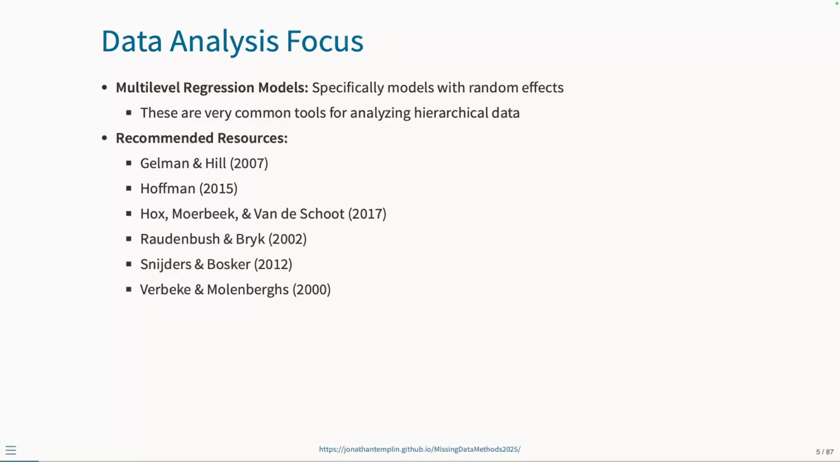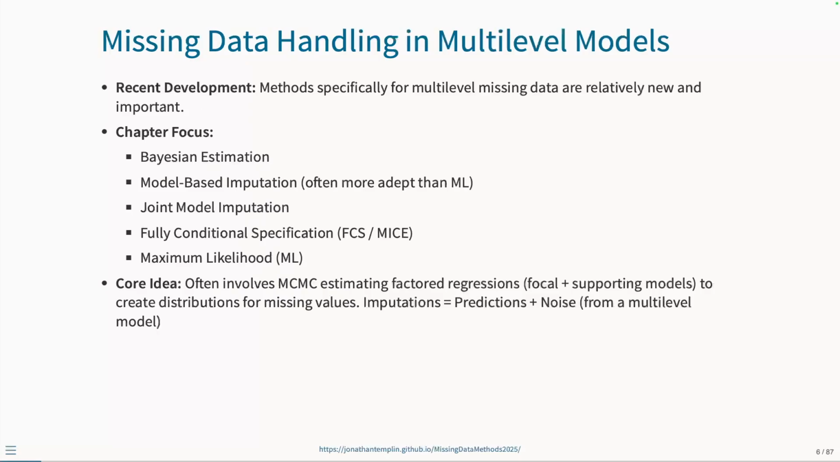There are all sorts of sources up here. Take a look at the Hoffman book, which you've probably seen. There are other ones as well, but these are classic books on multi-level if you want to know more about it. But missing data in multi-level models is complicated because think about what we've been doing.